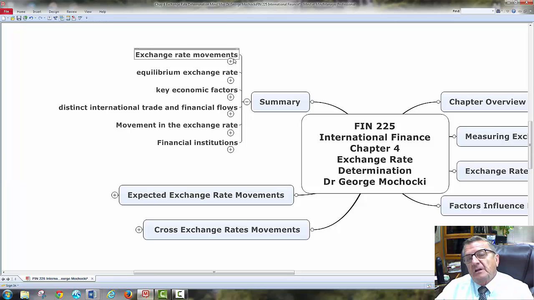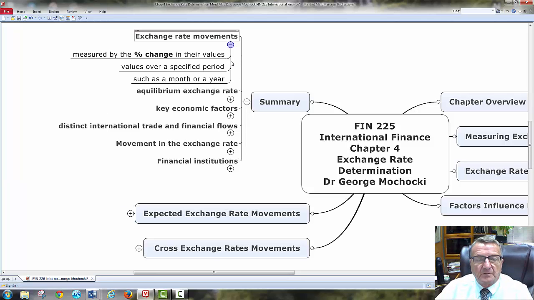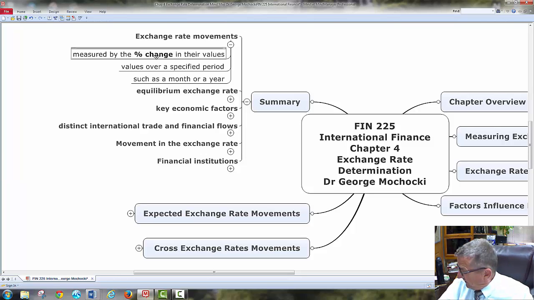Exchange rate movement. What did we learn here? Remember, I'm just giving you a quick overview. It is measured by the percentage change in their values over a specific period. You always look at a certain period, such as a month or a year. Could be even weekly, daily. It depends on the instability or the validity of the movement of the currency. Are we okay? So let's see.